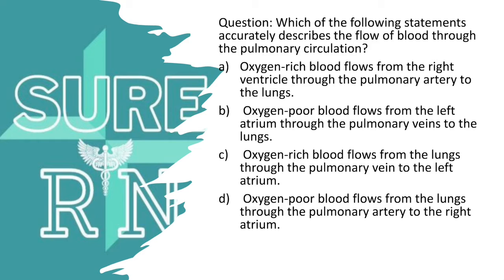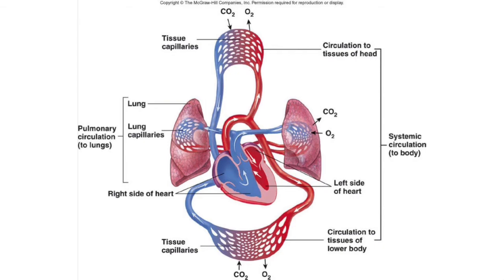B, oxygen-poor blood flows from the left atrium through the pulmonary veins to the lungs. Letter C, oxygen-rich blood flows from the lungs through the pulmonary vein to the left atrium. Or letter D, oxygen-poor blood flows from the lungs through the pulmonary artery to the right atrium. So, hindi mo ito kayang sagutin kung hindi mo alam yung circulation. So, let's review that.